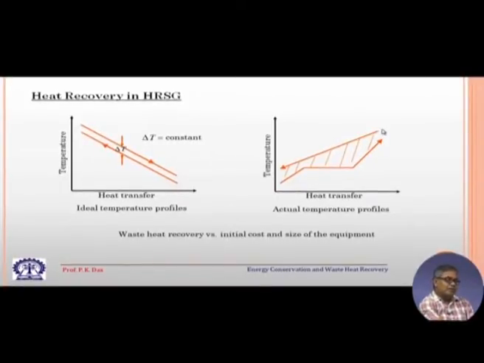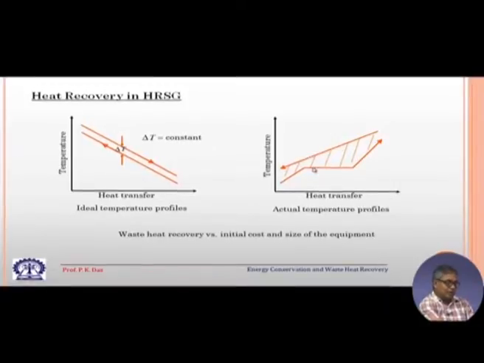The gas stream is cooling, so this has more or less a temperature profile like this, but the liquid and vapor stream goes through single phase heat transfer, then vaporization, and then again single phase heating of the vapor stream. So, the temperature profile will be like this. So, what can we do?